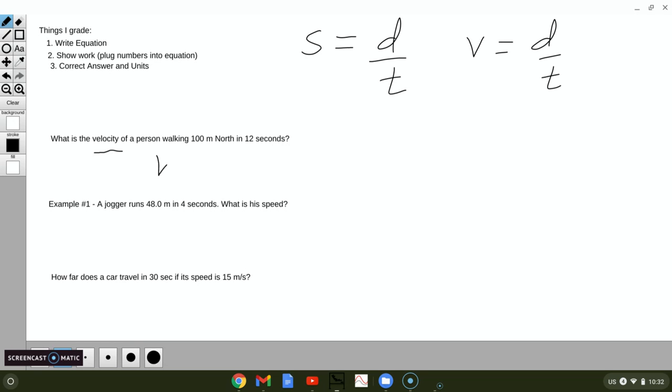Write the equation, V equals D over T. All you need to do is look in the problem for what the distance is and what the time is. So what's the distance? Well, it's 100 meters north. So we're going to put in 100 meters, and I'm also going to put in the north. You'll see why in a second. Divided by the time, which is 12 seconds. And now it's time for the calculator.